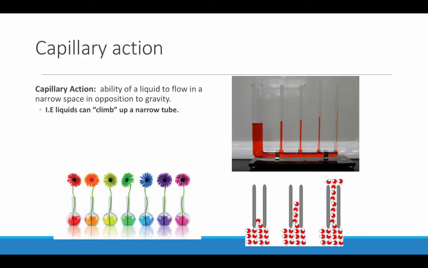Capillary action is another property affected by IMFs. This is the ability of a liquid to flow in a narrow space in opposition to gravity. Liquids are often said to climb up a narrow tube. You also see this when you put a paper towel into a liquid, and the liquid literally looks like it's climbing up the paper towel. Molecules that are strongly attracted to one another will be able to pull each other up as they travel up the tube. The type of meniscus is also affected by IMFs.